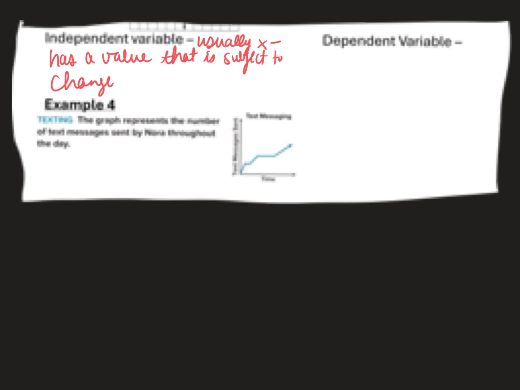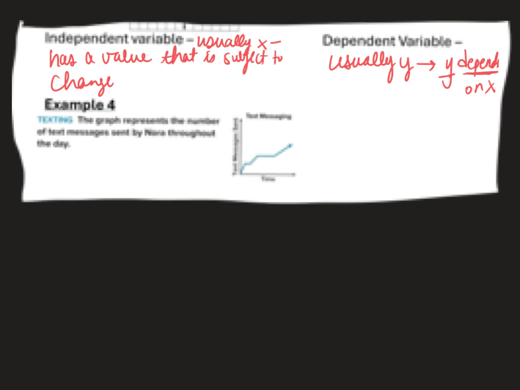And the dependent variable is usually y. And this is what I say to remember this: y depends on x. So y is dependent and x is the independent. Y depends on x. Now let's look at example 4.